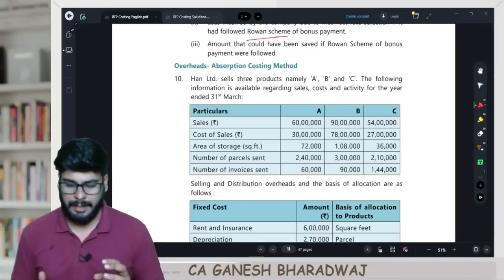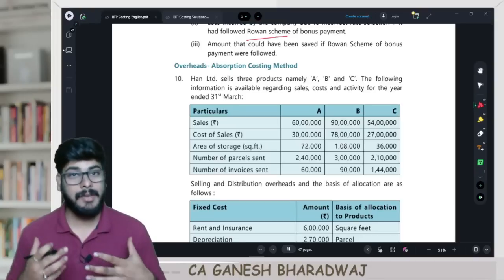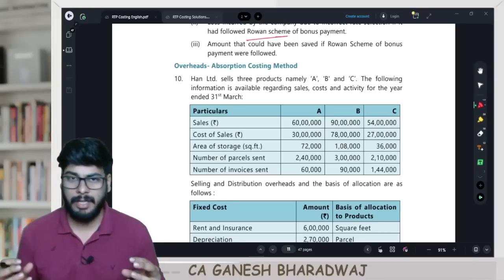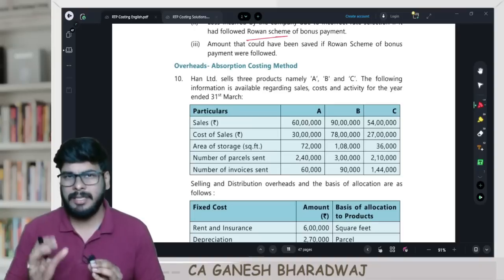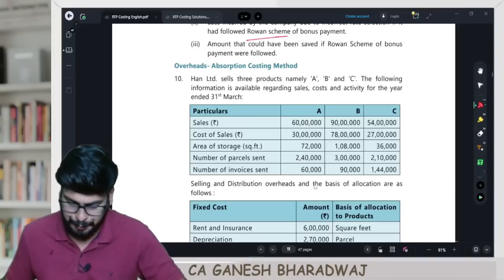So this question is basically a blend of overheads with marginal costing. Now, look at the variety at which they are asking. They have linked the two chapters and they are asking fairly a simple sum, which you can crack by yourself. Now, let me quickly read out the question for you.